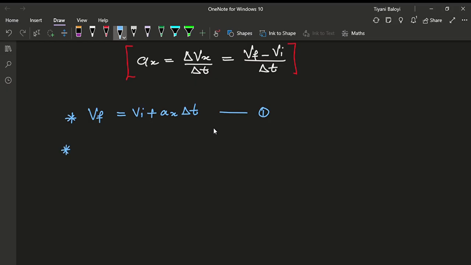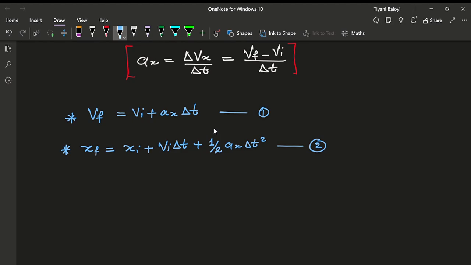Then the next equation of motion, you can write xf, which is the final position, is equal to initial position, plus initial velocity multiplied by change in time, plus 1 over 2 a x changing t squared, right? That's your equation number 2. So here, what happened is when you get your velocity, right?